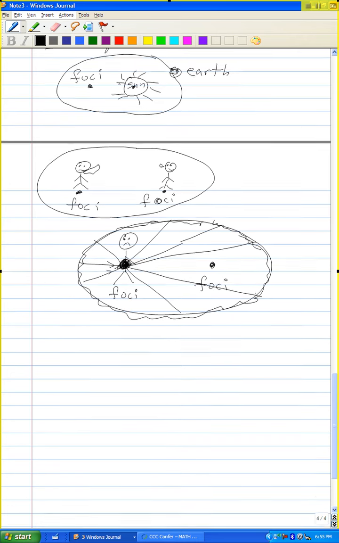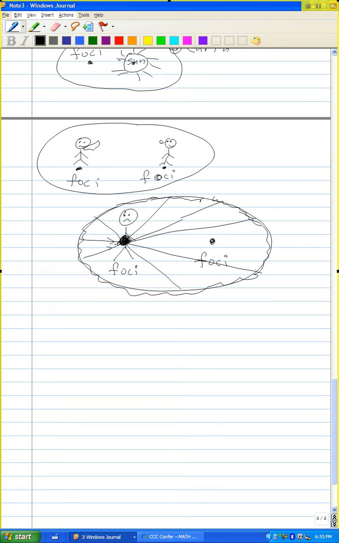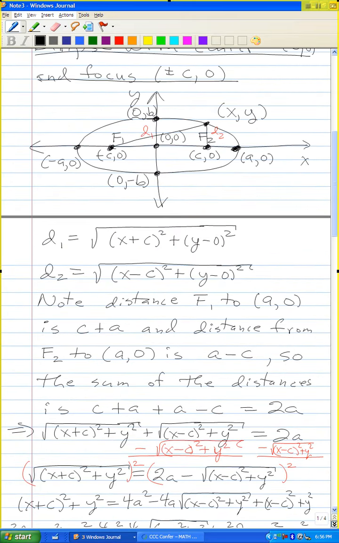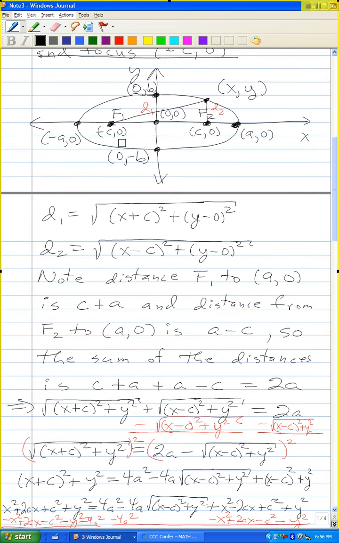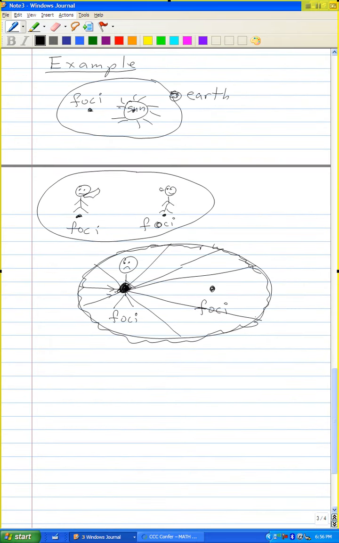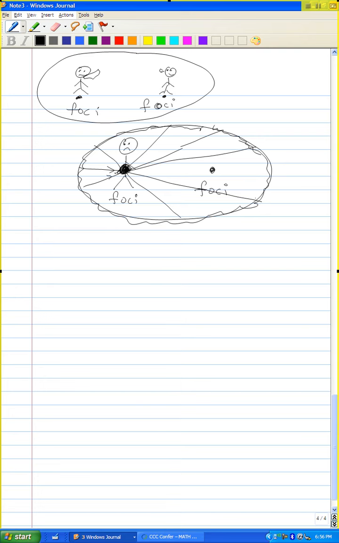Okay. Oh, and I guess you should notice that if you look at this point, then this distance seems, well, then you get that b squared is just a squared minus c squared. Let me do some examples.